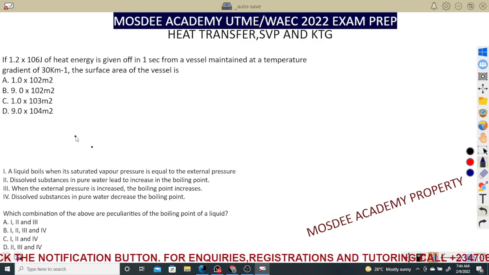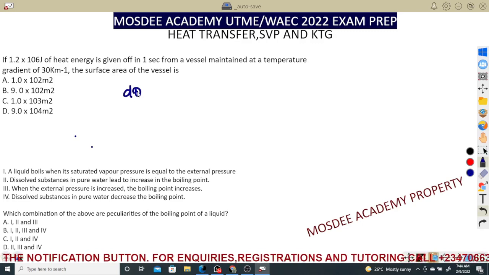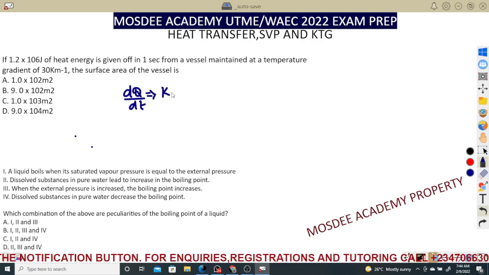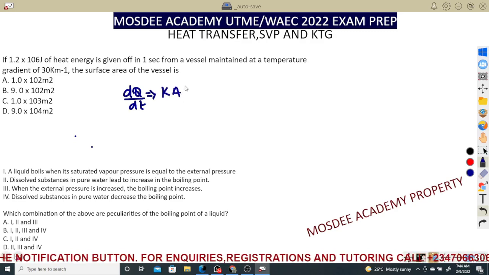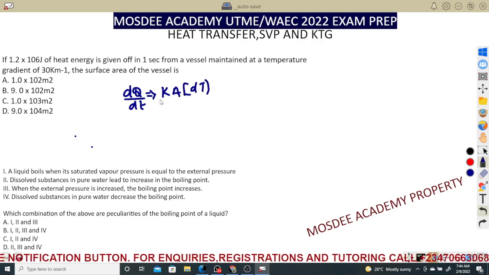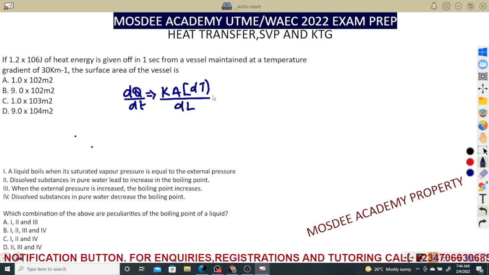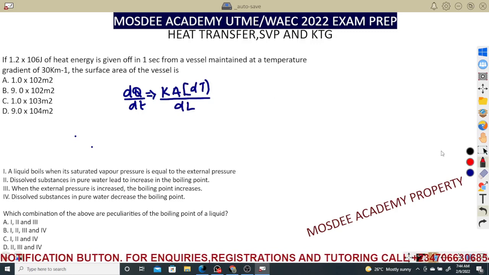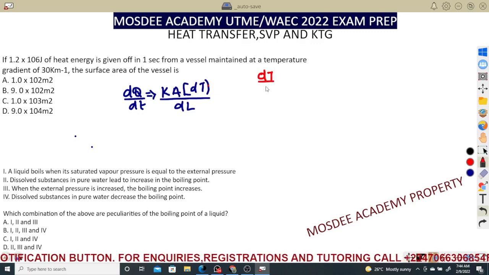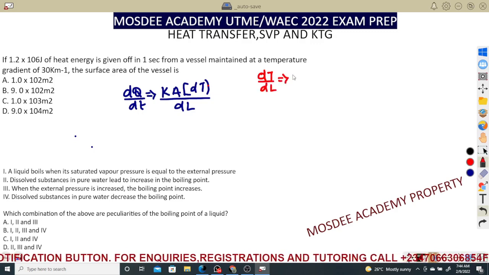I think this is a question on rate of flow of heat. The concept is also important. The rate of flow of heat is given by Q by t, and it is always equal to K A, change in temperature, delta T by L. Now the delta T by L, which you have seen there, is called temperature gradient.